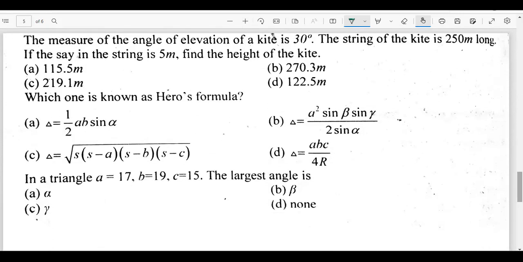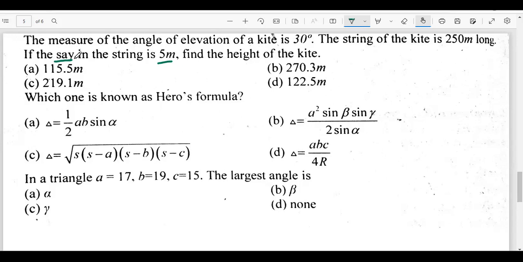Okay. Now let's do this one. So it says the measure of the angle of elevation of a kite is 30 degrees. The string of the kite is 250 meters long. If the sag in the string is 5 meters, find the height of the kite. Okay, so this is basically just about the elasticity in the string. Okay, do not get confused with that.